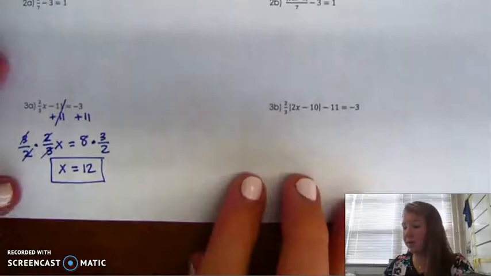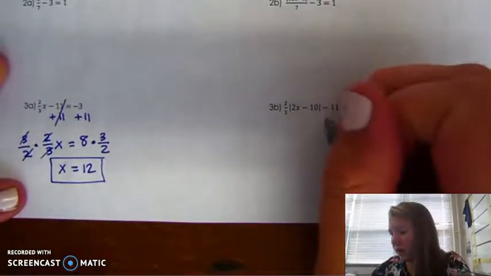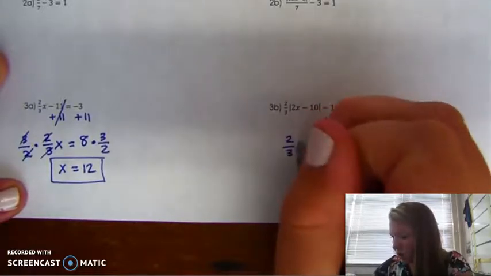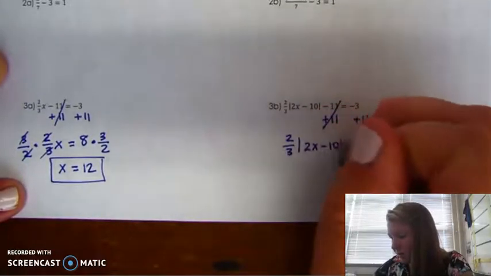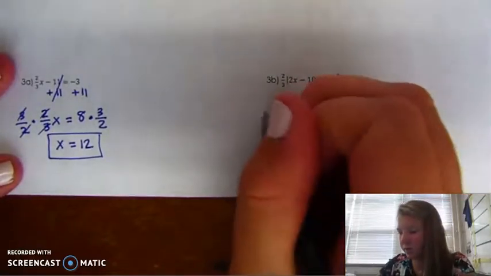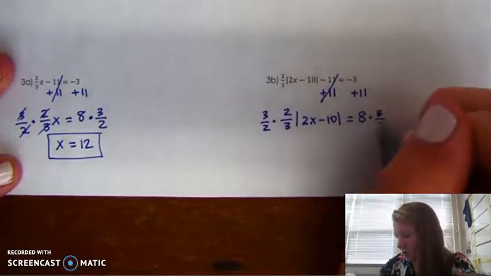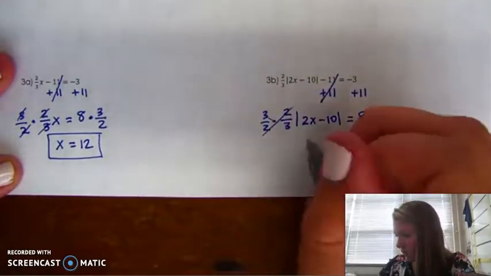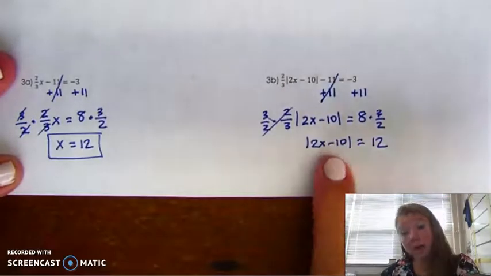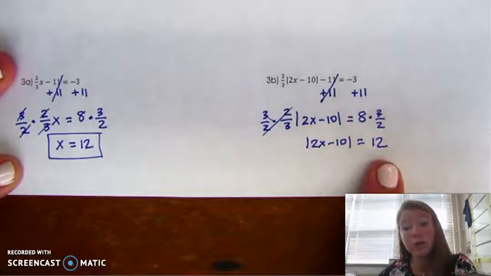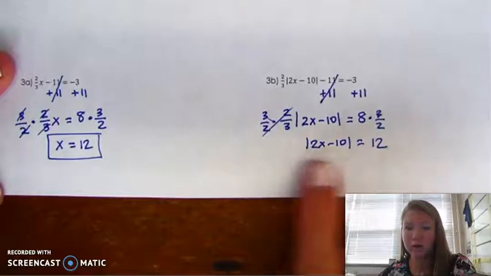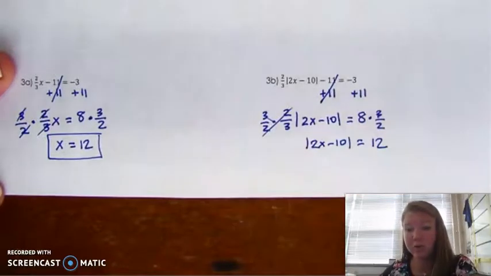Now looking at the absolute value equation, same steps. We would add 11 first, trying to get those absolute value bars by themselves. All right, and then multiply by 3 halves on both sides. All right, so we have solved for the absolute value bars. That's as far as we're going to go for right now. And then on the next page of the notes, we will continue with how to solve an absolute value equation completely.